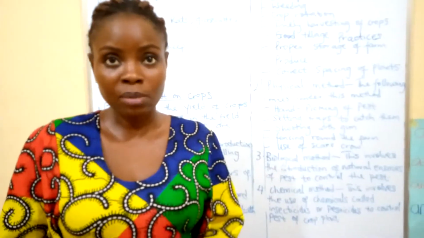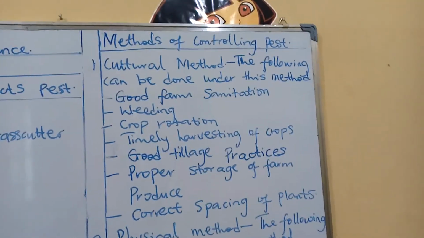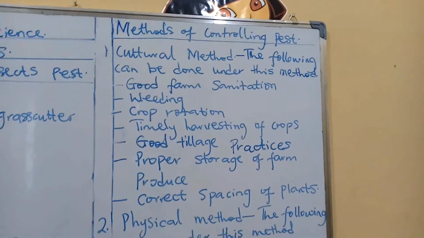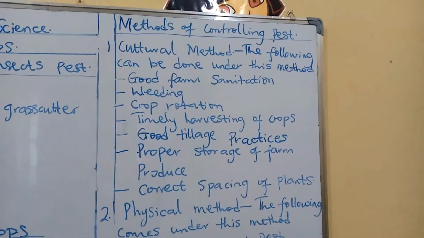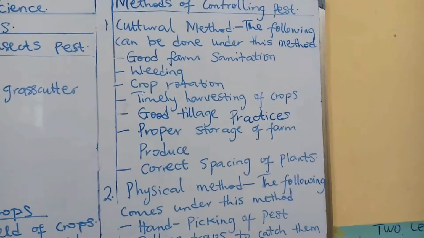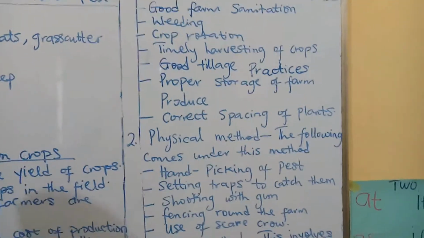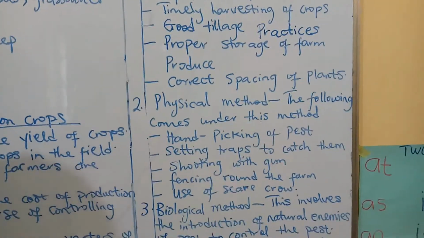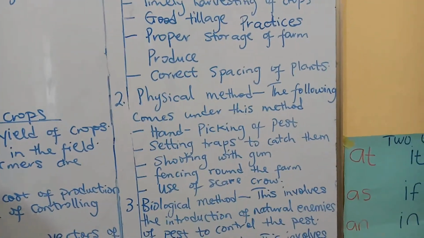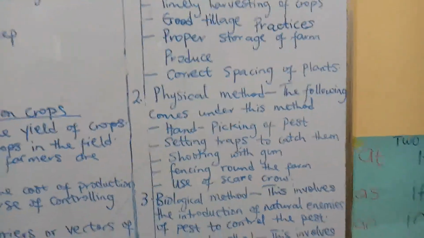We went further to talk about methods of controlling pests. Number one is the cultural method. We can do some of these things under the cultural method: good farm sanitation, weeding, crop rotation, timely harvesting of crops, good tillage practices, proper storage of farm produce, and correct spacing of plants. Number two is the physical method. The following can be done under this method: hand picking of pests, setting traps to catch rodents, shooting with a gun, fencing around the farm, use of scarecrow.